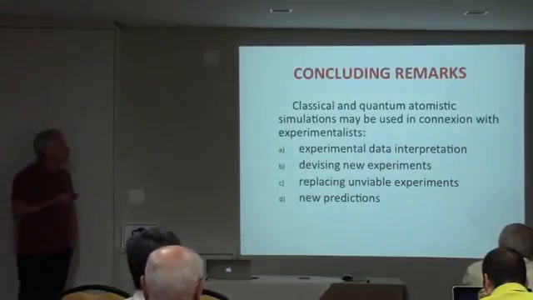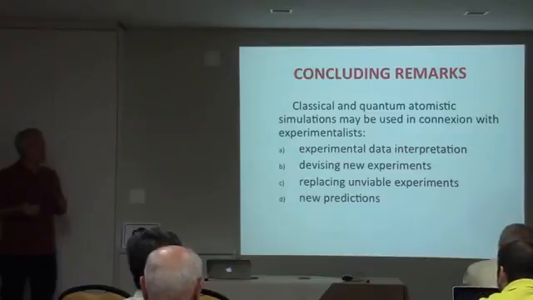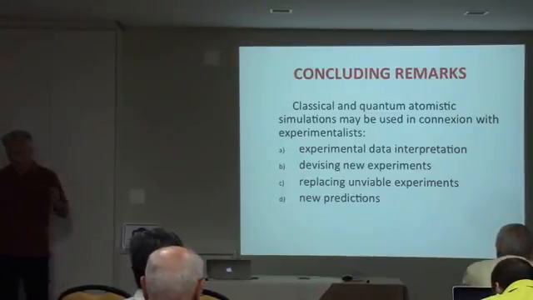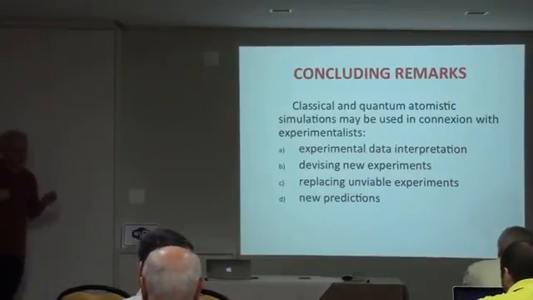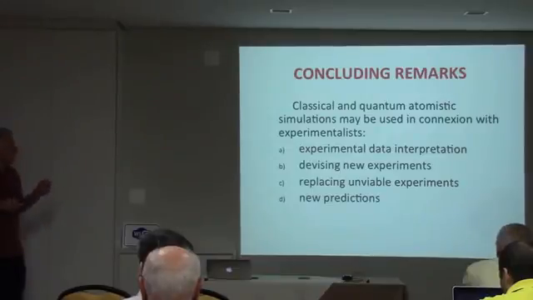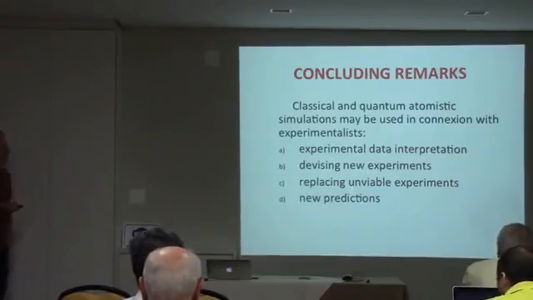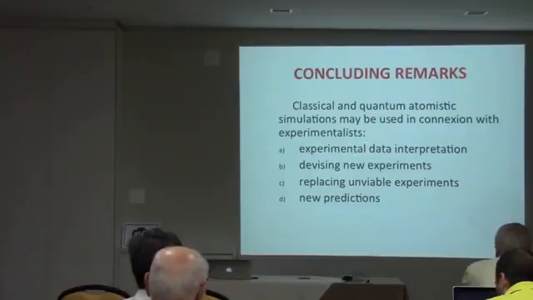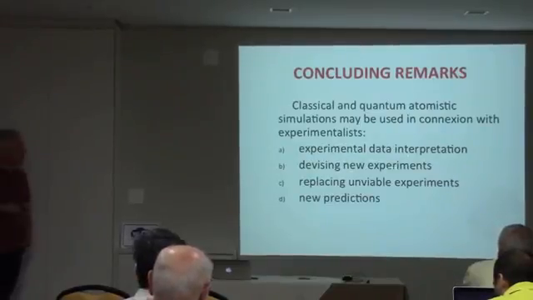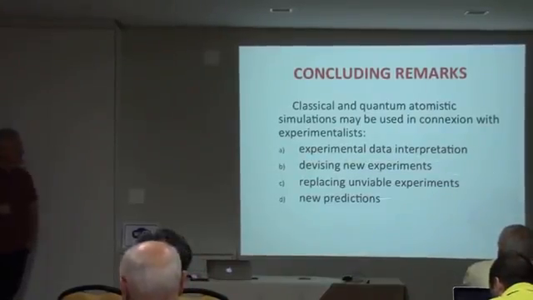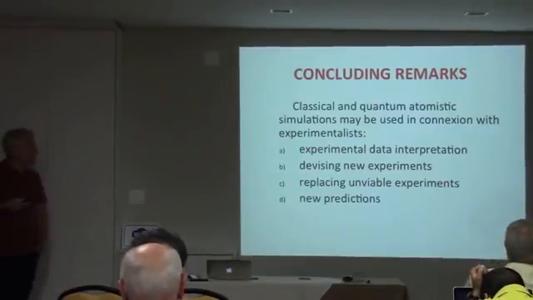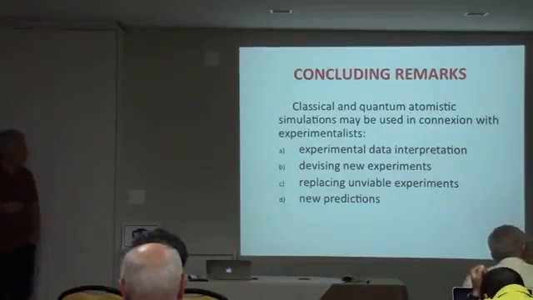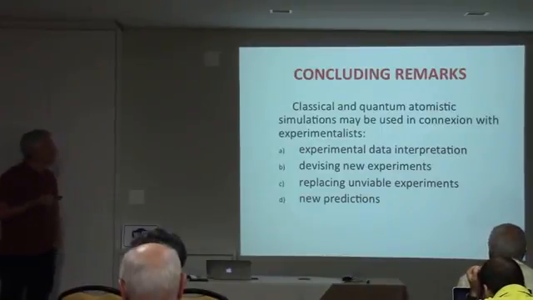Some concluding remarks are how classical and quantum approaches can help experimentalists to have a more atomistic level and understand some experimental results, devising new experiments, replacing unavailable experiments, and finally, to get new predictions.